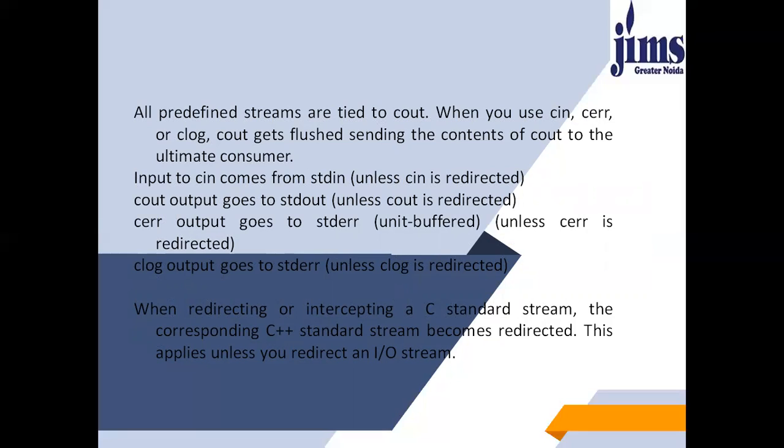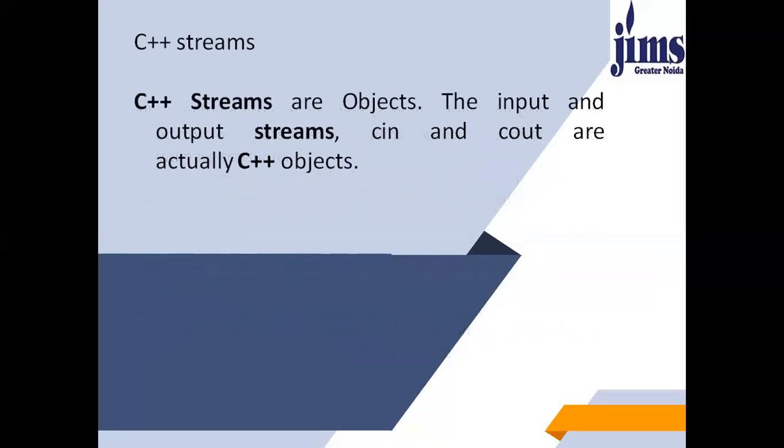So a file stream is not connected to anything. In order to use a file stream, the programmer must establish a connection between it and some file. So C++ streams are objects. The input and output streams, cin and cout, are actually C++ objects.